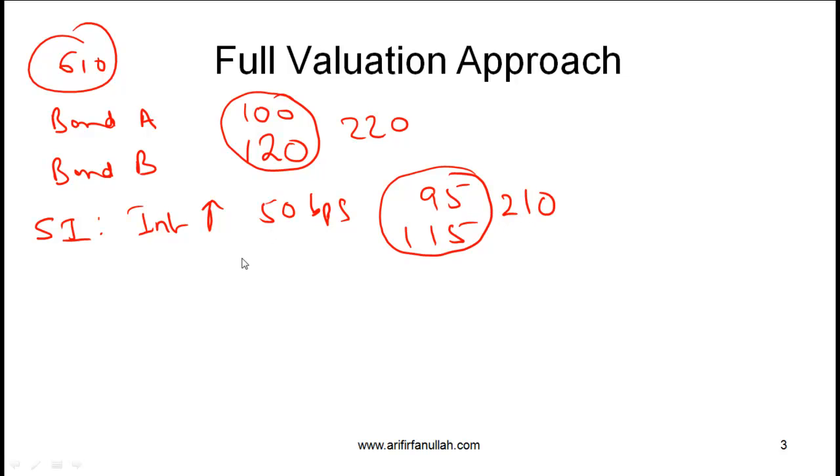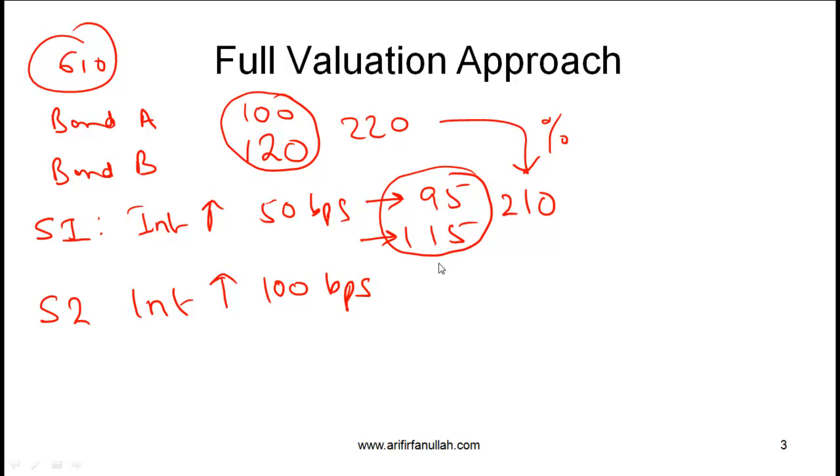So we can simply say that with a 50 basis points rise in interest rates, the value of our portfolio comes down by 10, and obviously we can also calculate in percentage terms what is happening. Note that these values are calculated based on a precise revaluation of the bonds given the higher interest rates. We can then take a scenario 2 where interest rates are now up by 100 basis points. Then again we would come up with the new values.